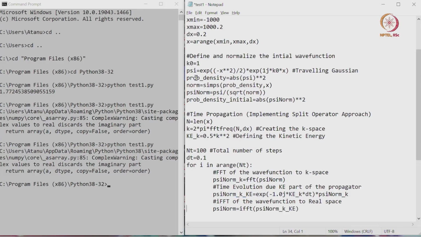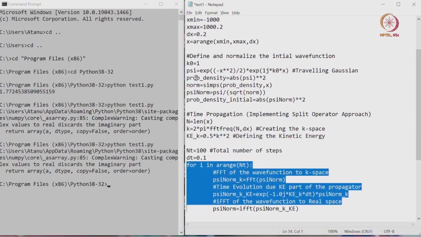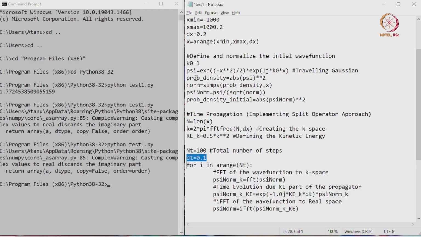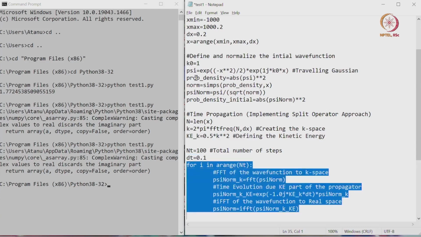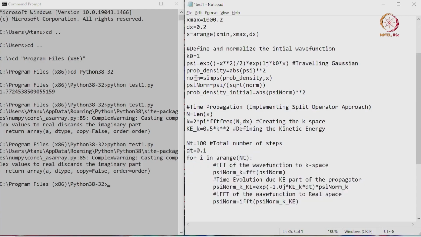So this iteration will continue until the end point of the NT array is reached, and then finally I get the updated value of psi norm. Then I will find out the final probability density, which is going to be nothing but the absolute value of the final updated psi norm.